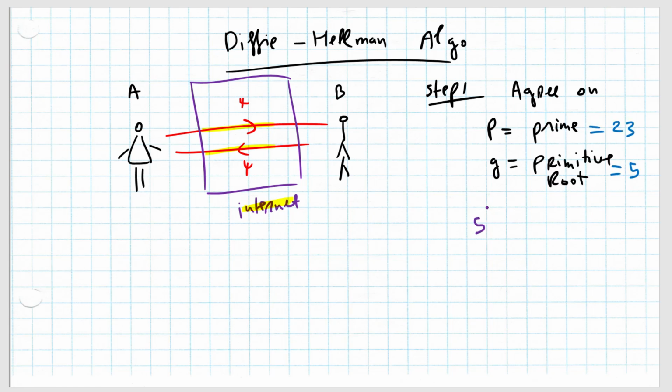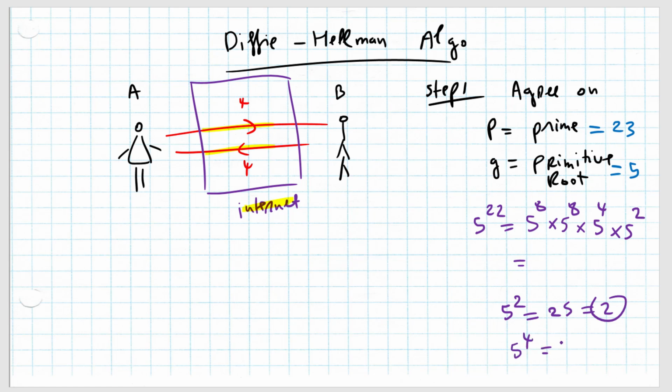So if you do 5 to the power 22, now since 22 is even, you can write 5 to the power 2 times 5 to the power 2. So I'm trying to get powers of 2. So what is 5 to the power 2 mod 23? 5 to the power 2 is 25. Mod 23 is 2, right? Yeah. What is 5 to the power 4? So now you have to do 2 times 2, which is 4, right? Yeah, 4. That's true. And now if I want to get 5 to the power 8, it's 16.